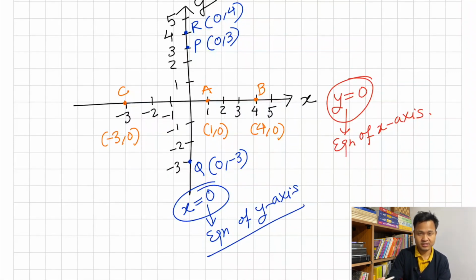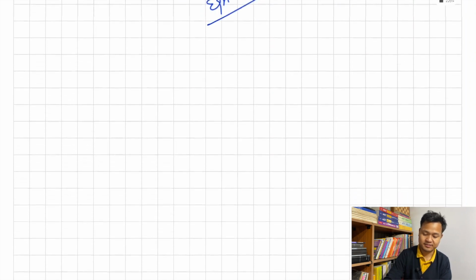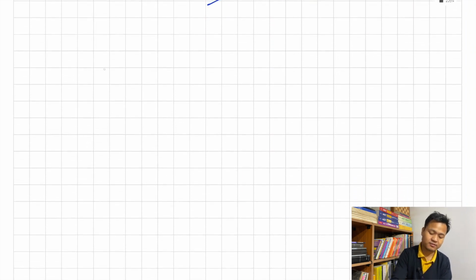So the equation of x-axis is y equals 0, and the equation of y-axis is x equals 0. That is the basic fundamental. Next, what is the general equation of a straight line?